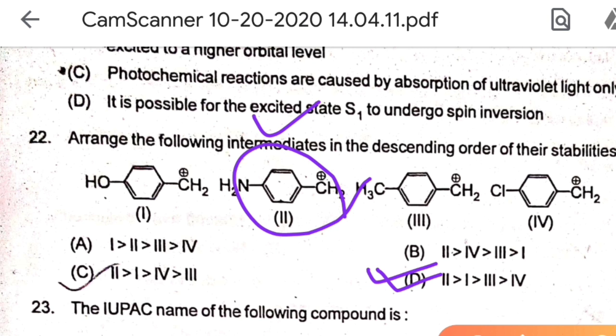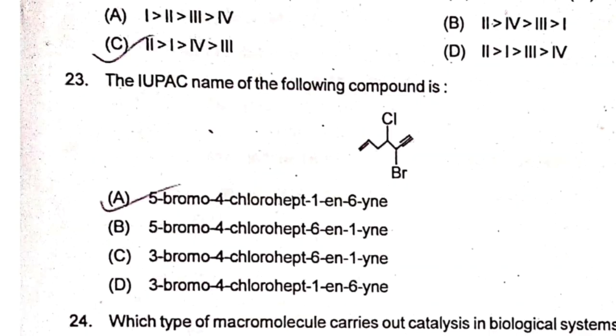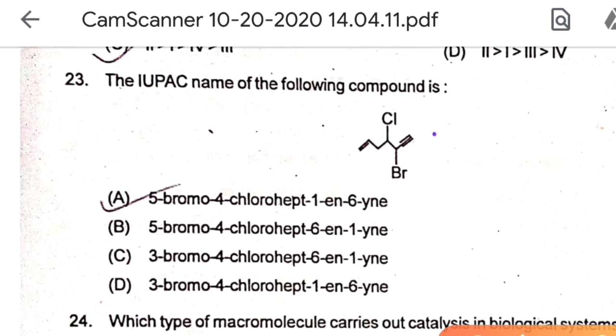Question number 23. The IUPAC name of the following compound is, okay, see, this will be your 1, here 1 carbon is present, this will be 2, this will be 3, then 4, 5, 6, 7. So here what will happen? 3-bromo, 4-chloro, hept-6-yne. So this will be your correct answer, 23 C.